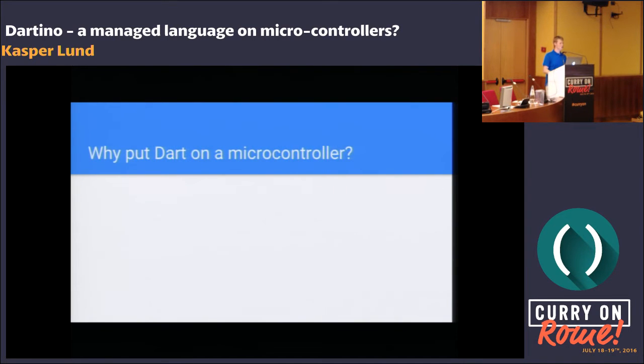So why would you want to put something like Dart on a microcontroller? There are a number of reasons why. I think one of the most important things is that the number of developers in the world that are actually comfortable and productive writing software for these devices is very low. So it's very hard for people to scale up and build good software for all these devices out there. So it's really important that we make these small platforms accessible to more developers.